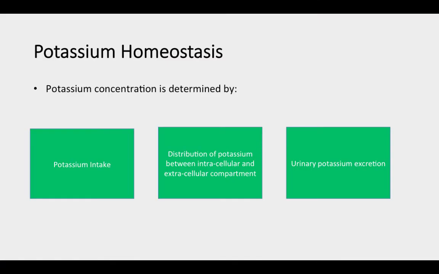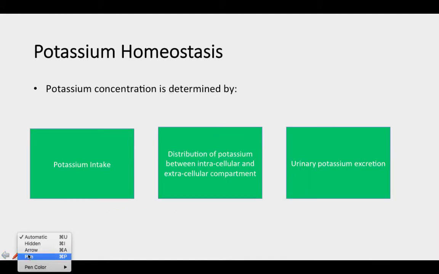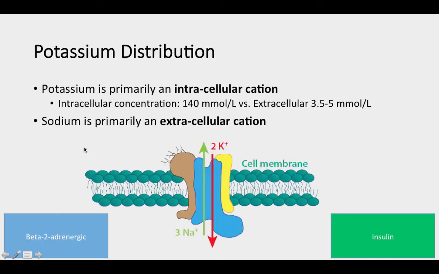So getting back to potassium, our serum potassium concentration is determined by our level of potassium intake, the distribution of potassium between the intracellular and extracellular compartment, and our excretion of potassium through the urine. Potassium intake is quite straightforward in the sense that it's absorbed through the intestines when we have foods that are rich in potassium. The distribution of potassium between the intracellular and extracellular compartment is quite interesting.